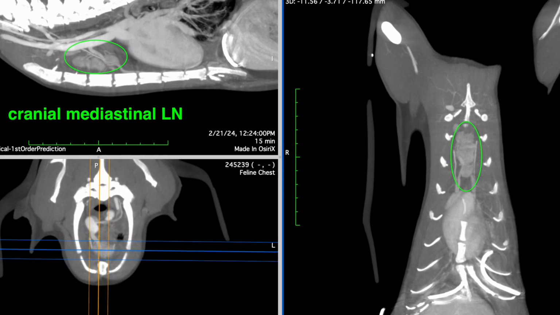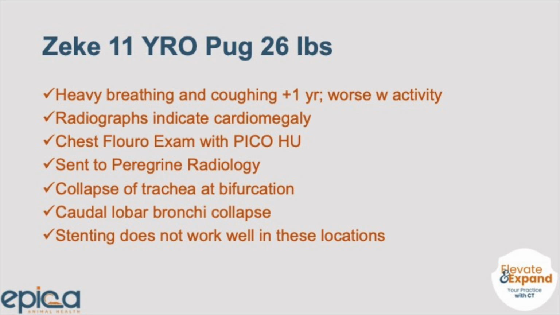Our next case is going to be Zeke. This is where we get to use the fluoro feature on the Vimago or the Pico. Zeke is an 11-year-old pug that weighs 26 pounds. He's a heavy breather. He's been coughing quite a bit for just over a year. Of course, all of that gets worse with activity.